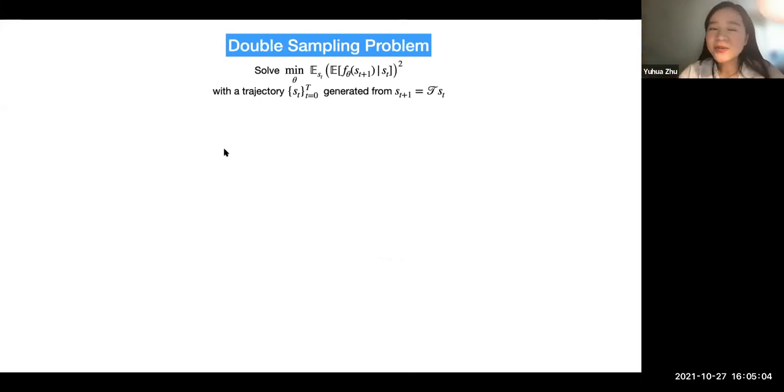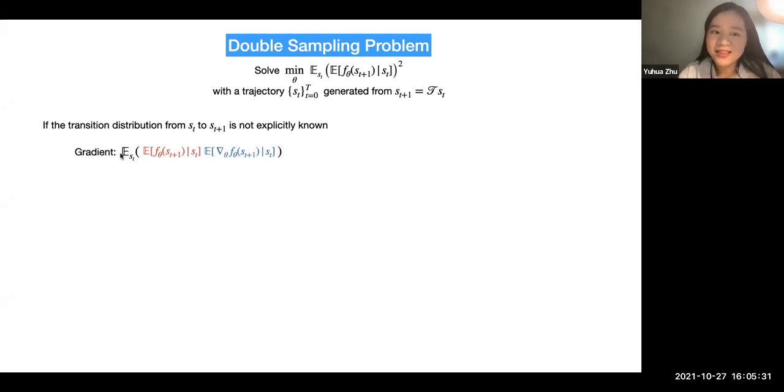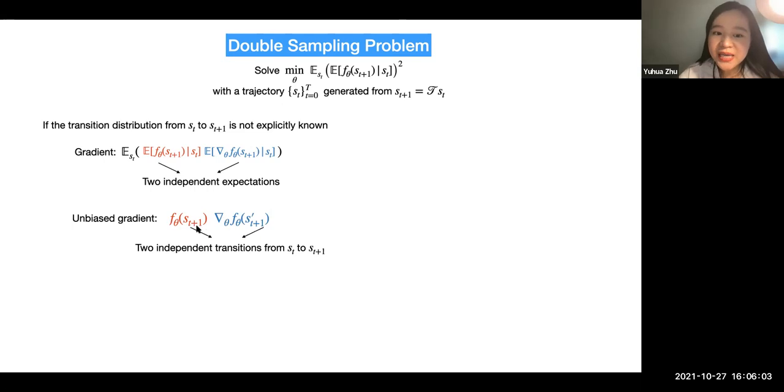So what's the problem? The problem happens when the transition dynamics is unknown. When this operator T is not explicitly known and we are only given a trajectory S_t, what can we do? First, we cannot derive an objective function that depends only on S_t. What we do is directly take the gradient of this objective function. We still have a T here, and a two here as well. Since the objective function is the square of an expectation, the gradient is a product of two independent expectations: the expectation of F times the expectation of the gradient of F. So these two expectations are independent. Then the unbiased gradient should also use two independent transitions from the current state to the next state. This is the key.